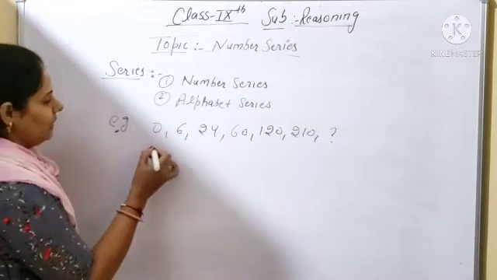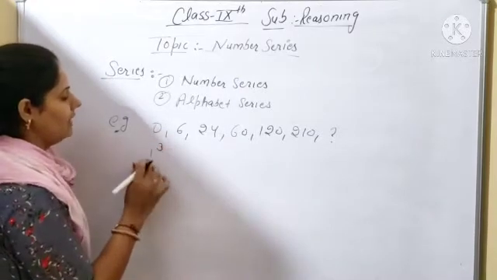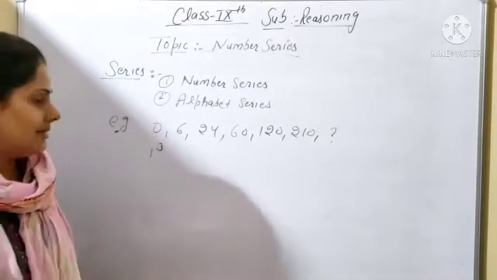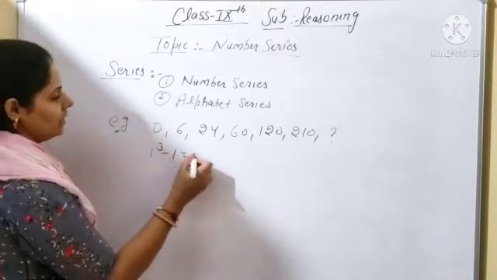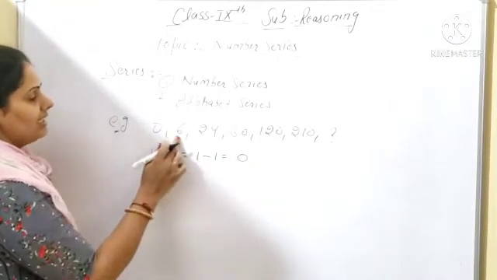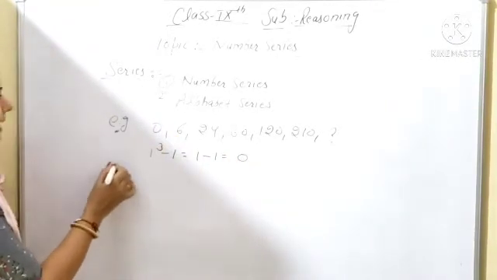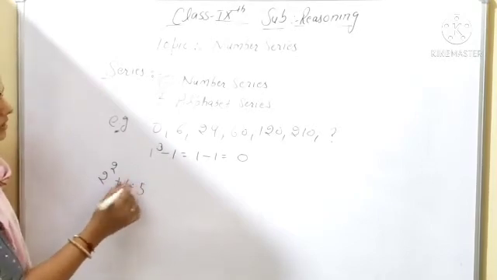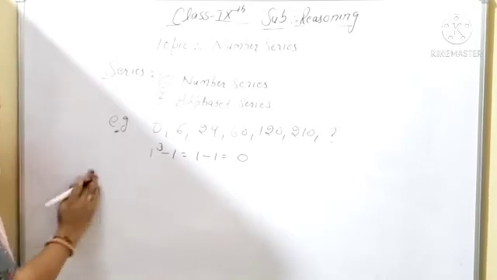For example, if you are doing 1 cube, 1 cube means 1 multiply 1 multiply 1. You will multiply 1 by 3 times. And if you are subtracting 1, so 1 cube minus 1, so 1 minus 1, you will get 0. Clear? After that 6. So 6 means if you are doing 2 to the 4 plus 1, it will be 5, not 6. Okay. So what you have to do?